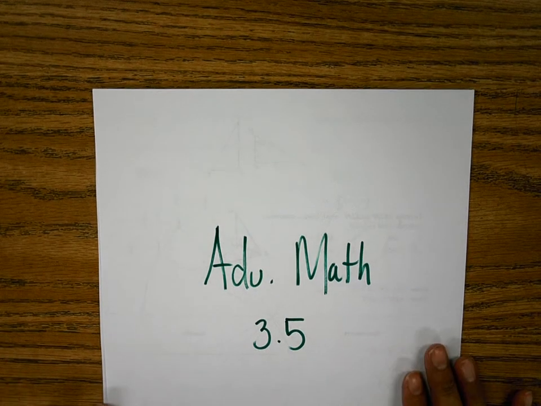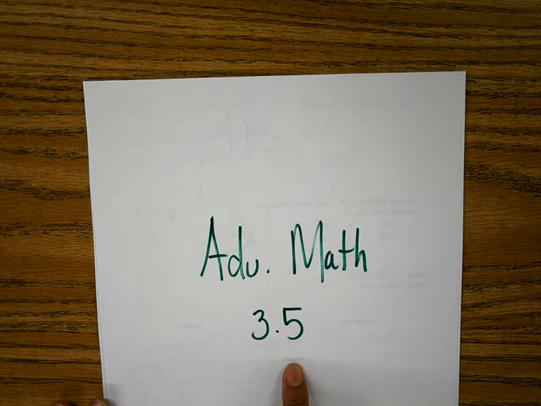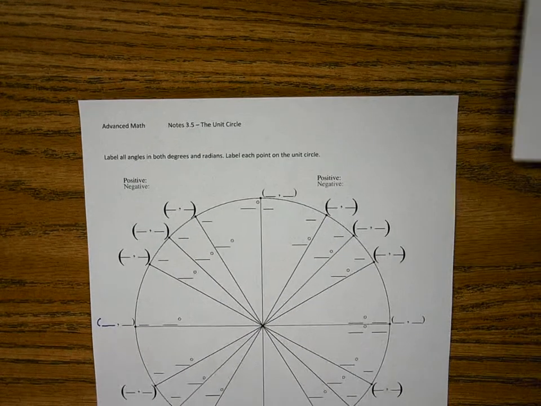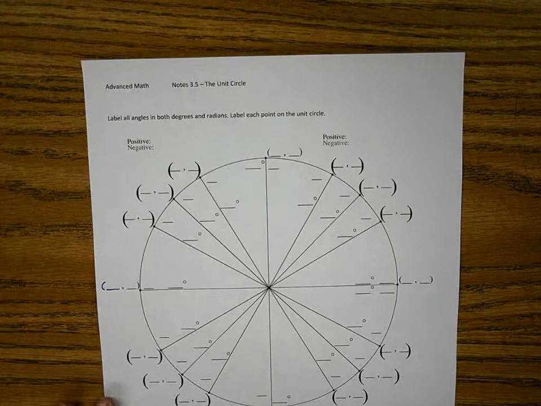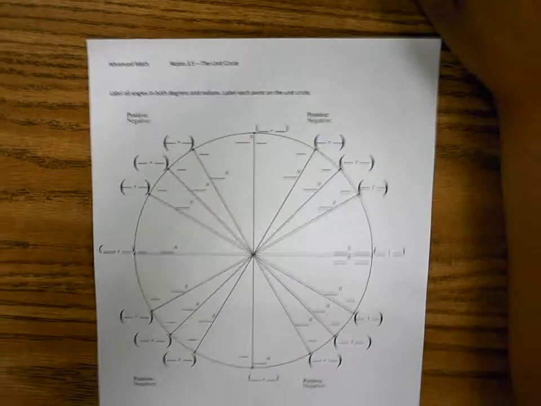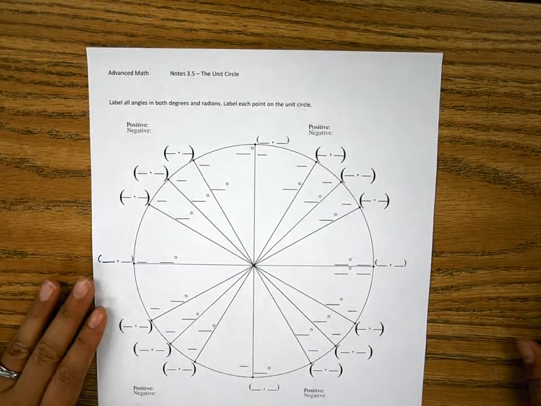This is advanced math, Unit 3, Lesson 5. Unit 3, Lesson 5 for advanced math notes. All right, today we're going to be filling in the unit circle. This is something we've done before. It is review. It should feel like review.